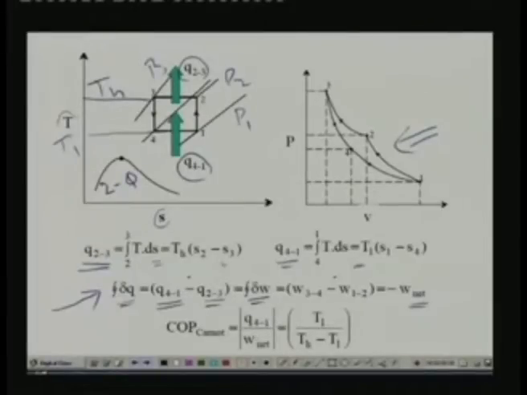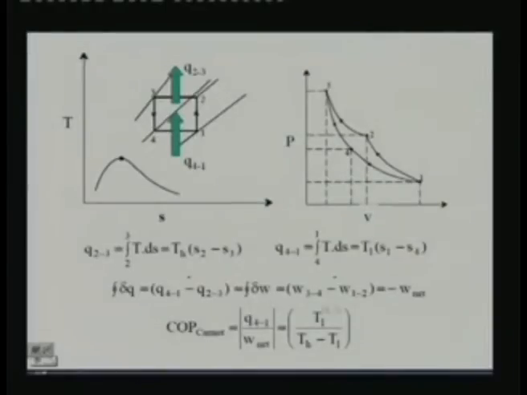If you substitute these expressions here, you will ultimately find that the COP of the Carnot cycle is simply equal to TL divided by TH minus TL. That means it is only a function of TL and TH, so it is independent of your working fluid and all that. This is one very peculiar thing about the Carnot cycle. It is only a function of temperatures.